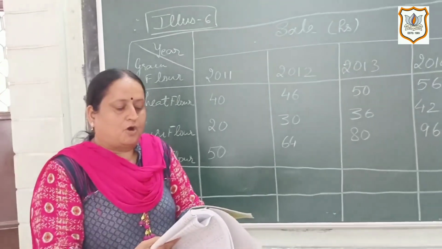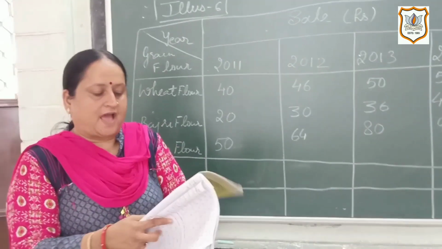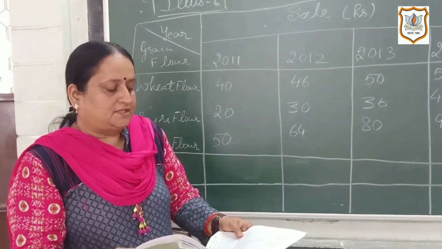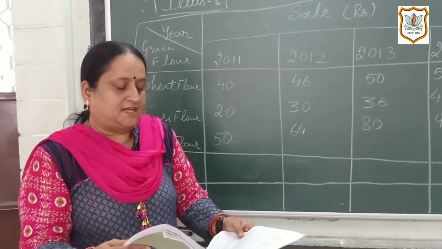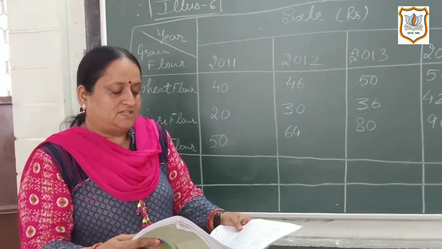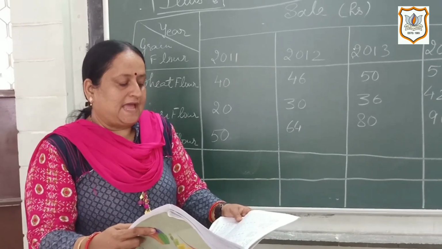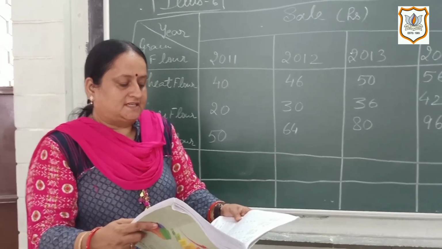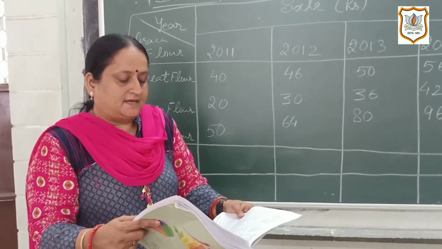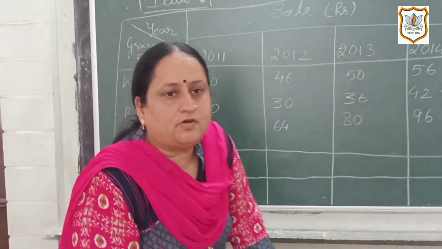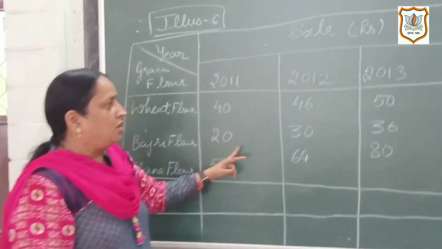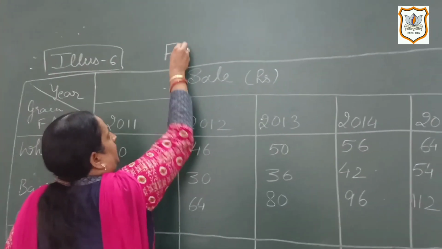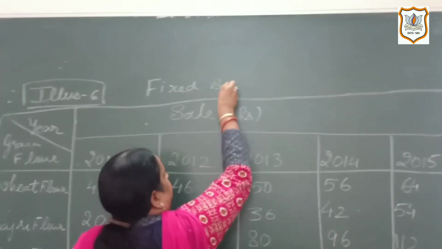The data about sale of 3 grain flour as wheat, bajri and chana at a flour mill from the year 2011 to 2015 are as follows. Compute the general index number using simple average with first fixed base method taking base year 2011 and second chain base method. Now what we are going to do in this, we are going to solve this sum in two ways. First, we are going to solve by the fixed base method.